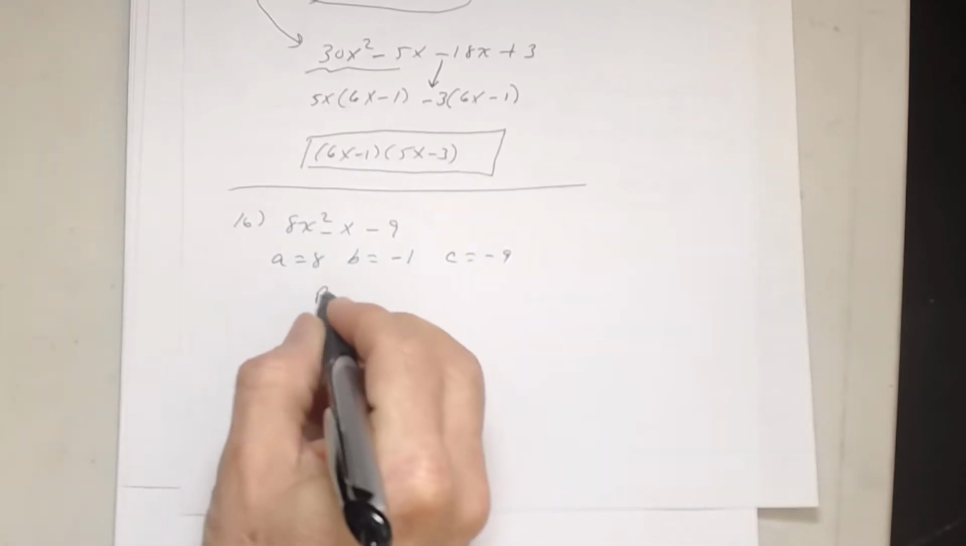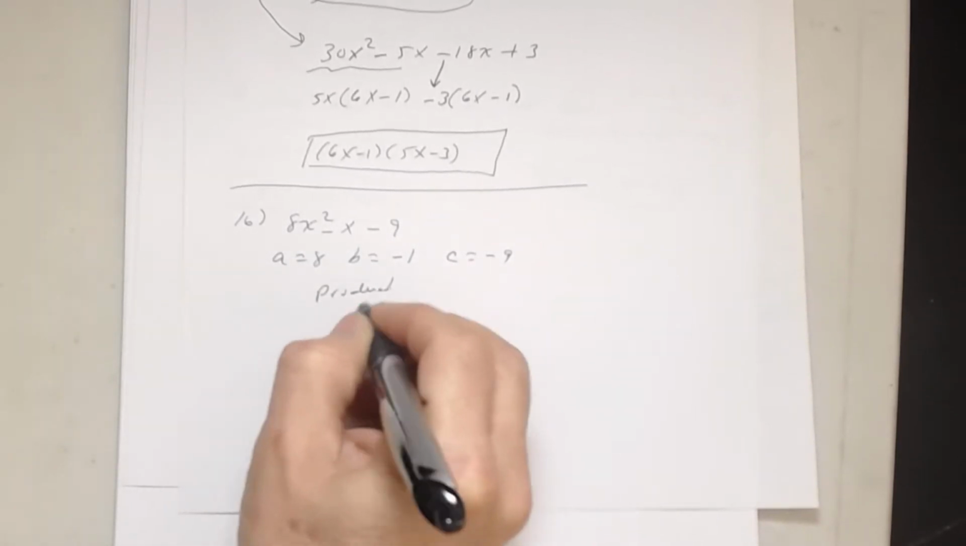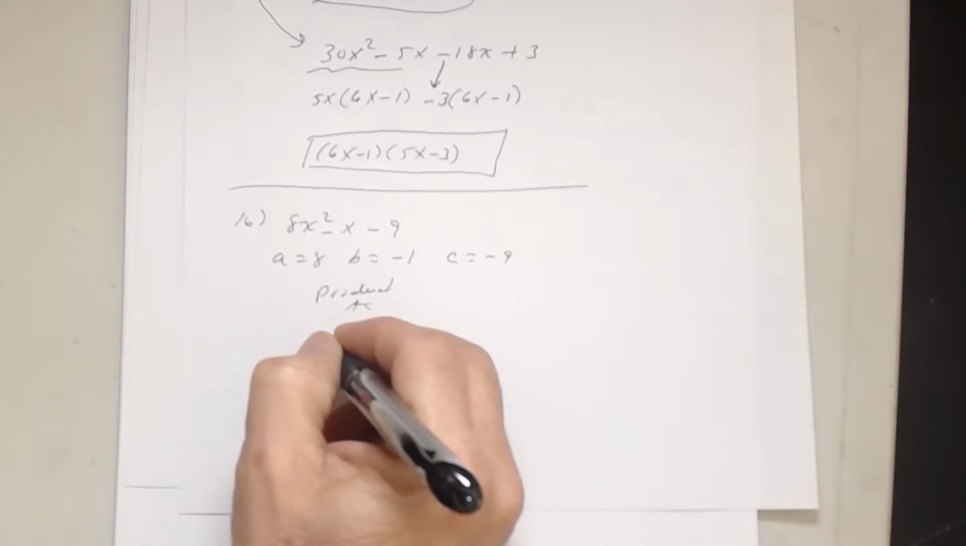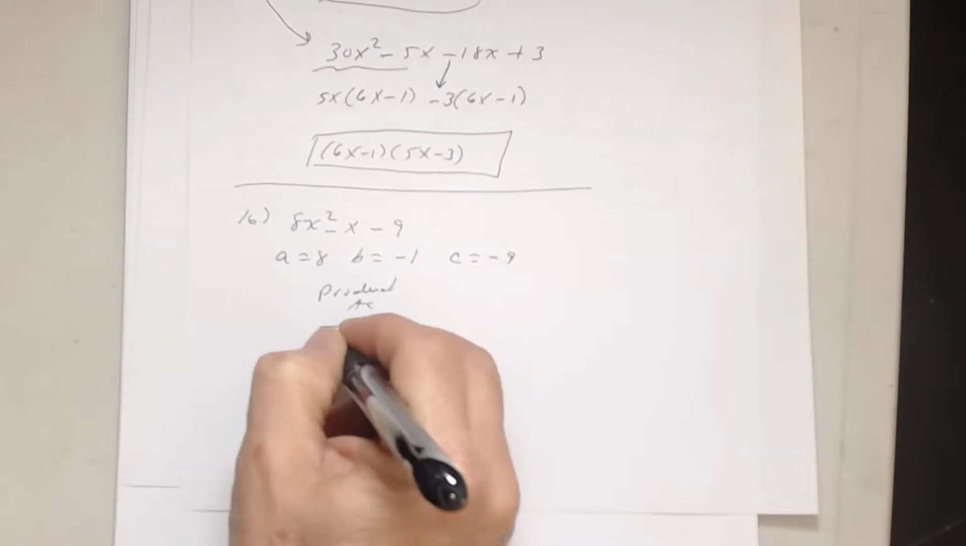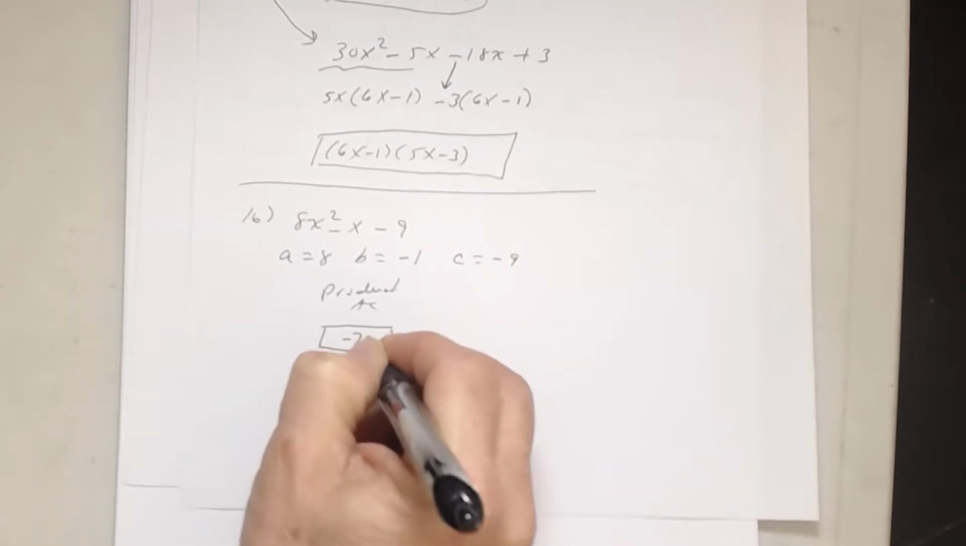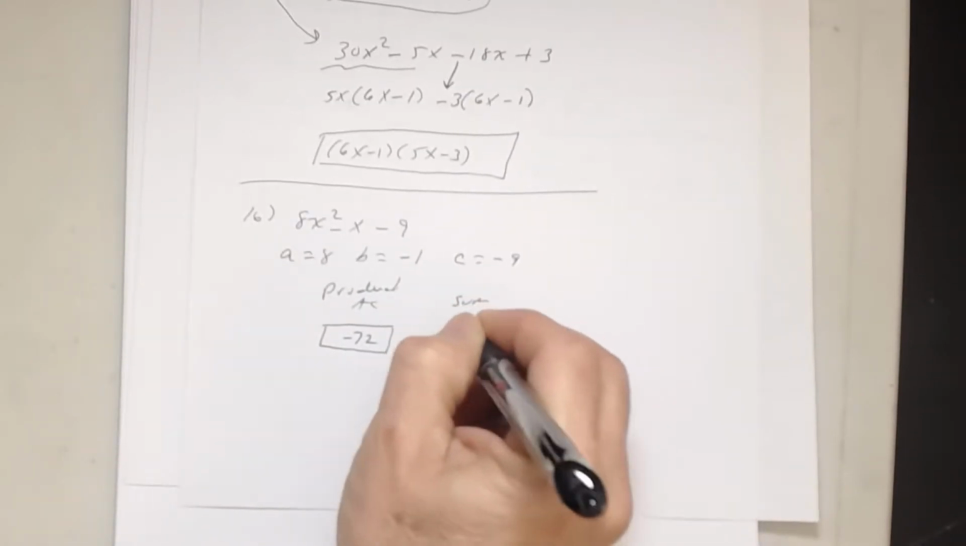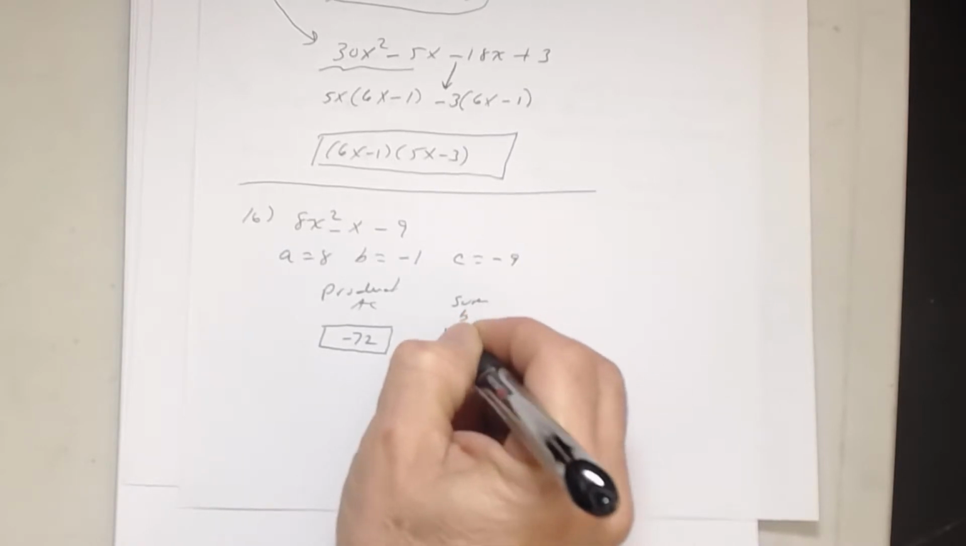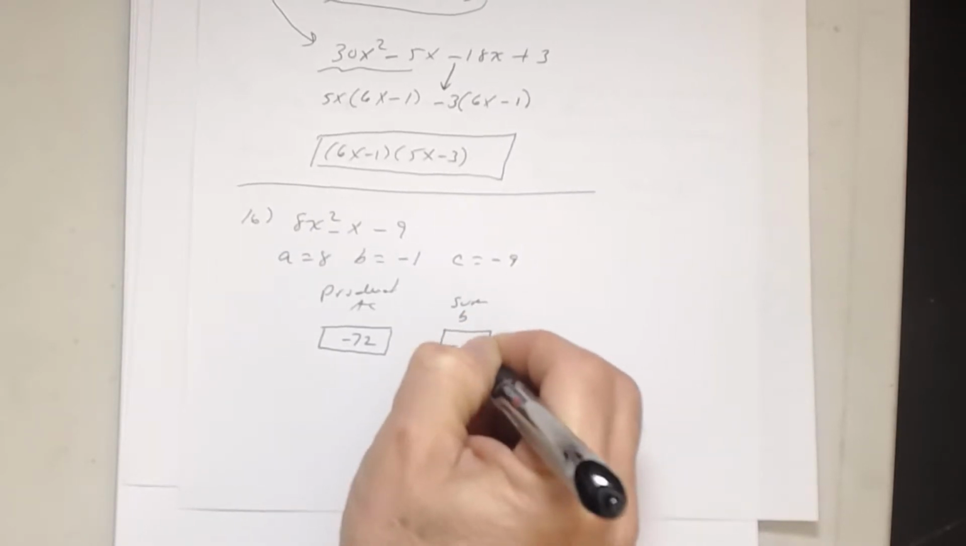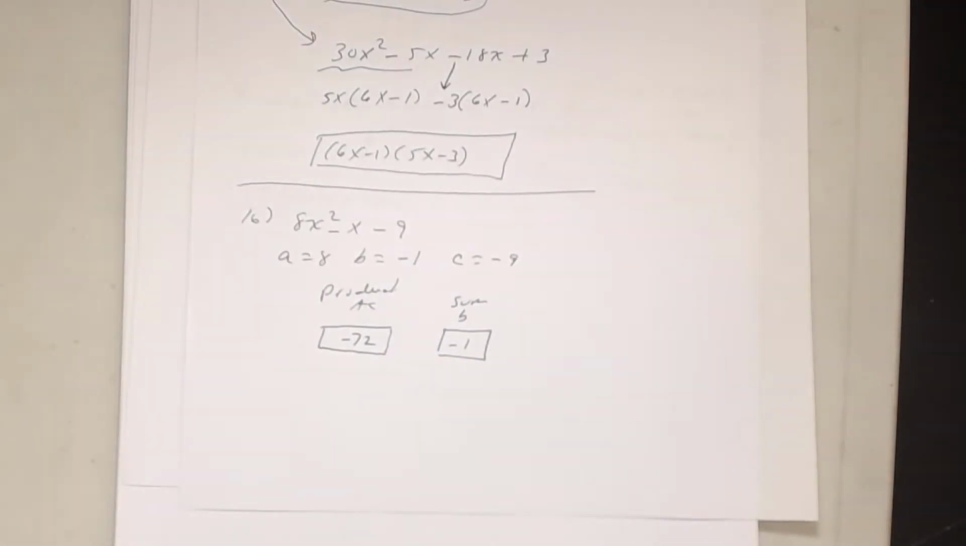All right, so I want the product to be, remember, AC. So that's 8 times a negative 9. Negative 72. And I want the sum to be B, which is negative 1. Okay, so remember, the product's negative. In order to get a product that's negative, one has to be positive, one has to be negative. And whatever the sum is, I want it to be negative. So give me two numbers you think whose product is negative 72 and whose sum would be negative 1.